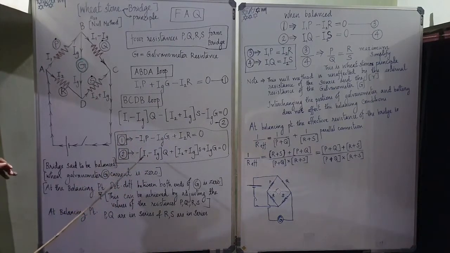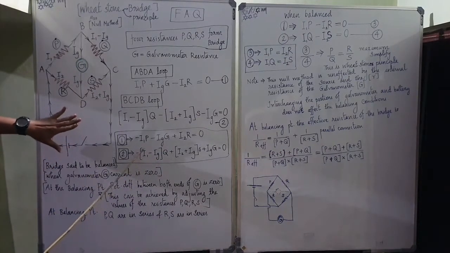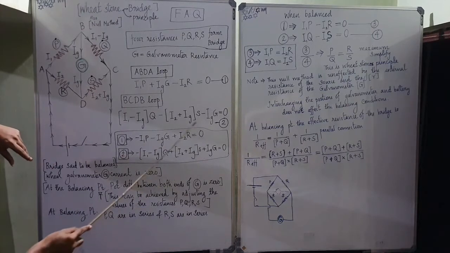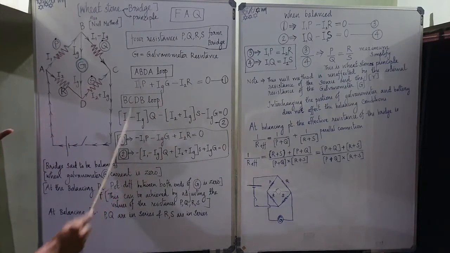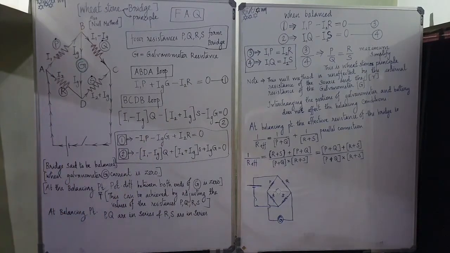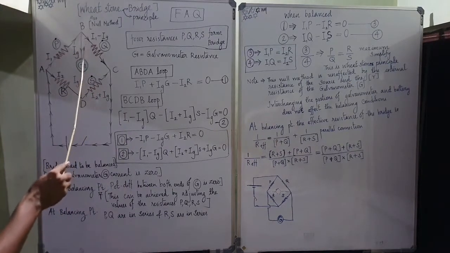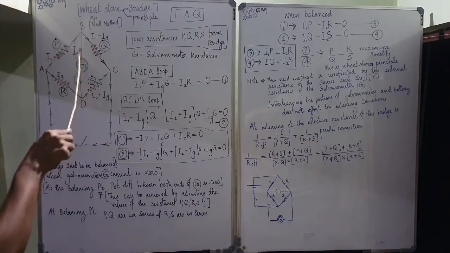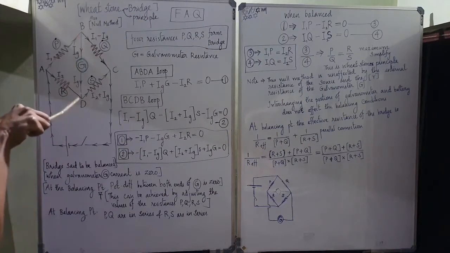Second of all, this equation which we got by multiplying by minus 1: minus will become plus, plus will become minus, plus will become minus. Okay, these two equations, 1 and 2, are ready now. These two we apply. And there is a term called the balancing condition. What is a balancing condition? This is the condition at which the current through the galvanometer is 0.